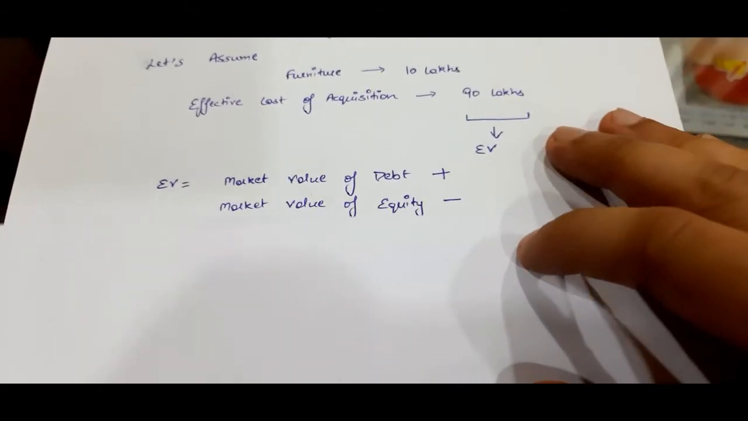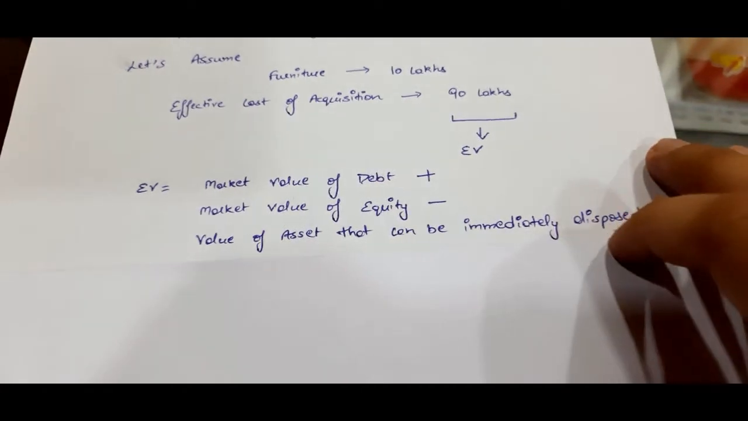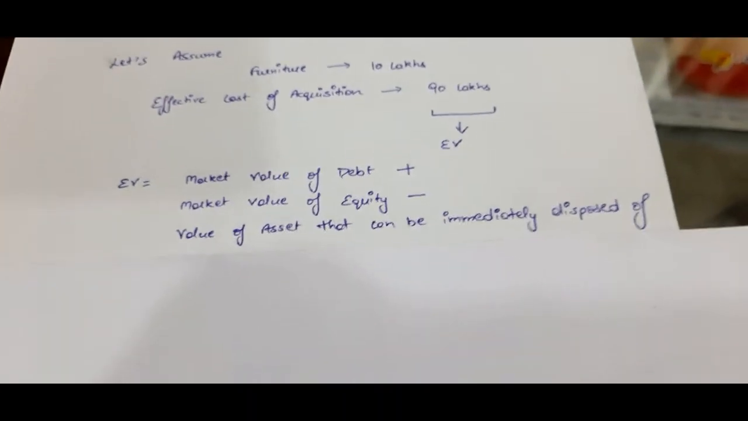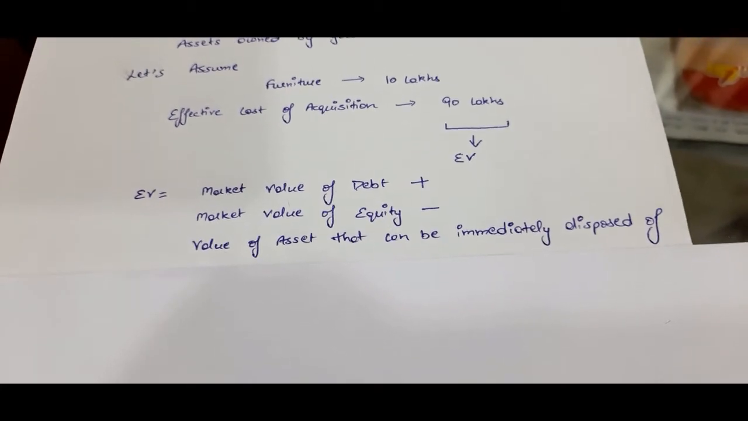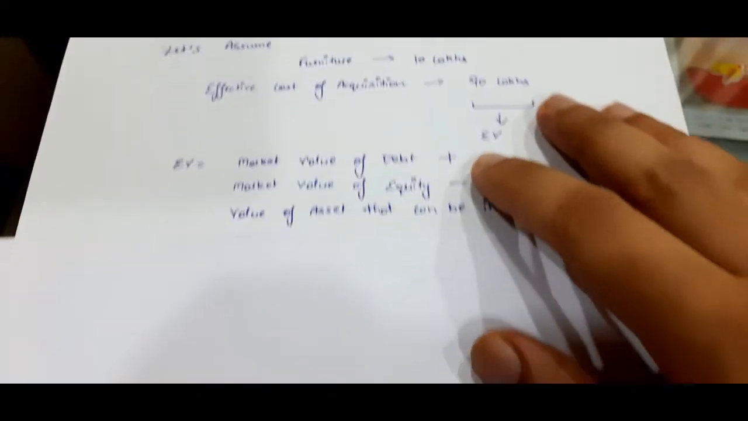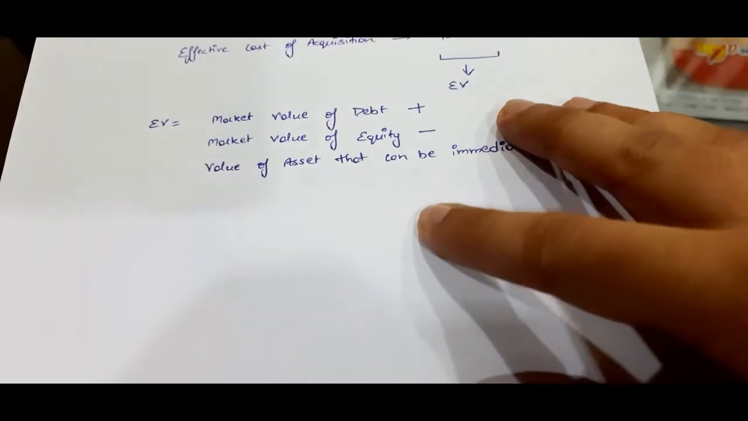So what exactly is the enterprise value? The enterprise value stands for the market value of debt plus the market value of equity minus the value of asset that can be immediately disposed of, which in this case is the furniture. Now, this was a hypothetical example.